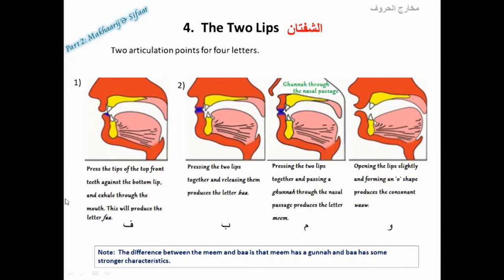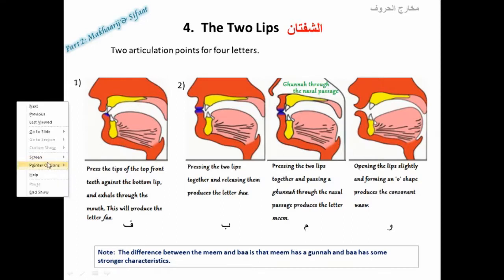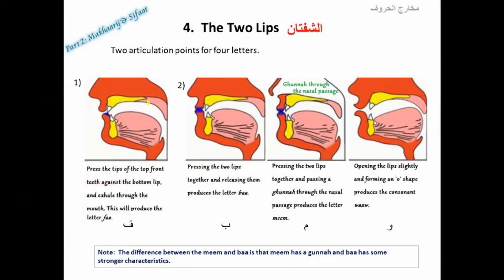There are 2 articulation points and 4 letters. So you see 1 articulation point has just 1 letter, which is the fa, and the second articulation point actually has 3 letters coming from it: the ba, the mim, and the waw. So let's look at them in detail, inshallah.